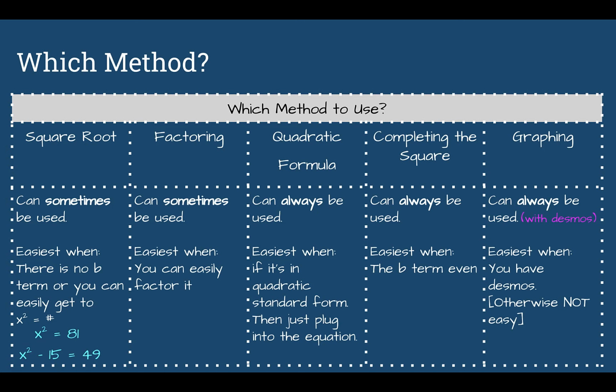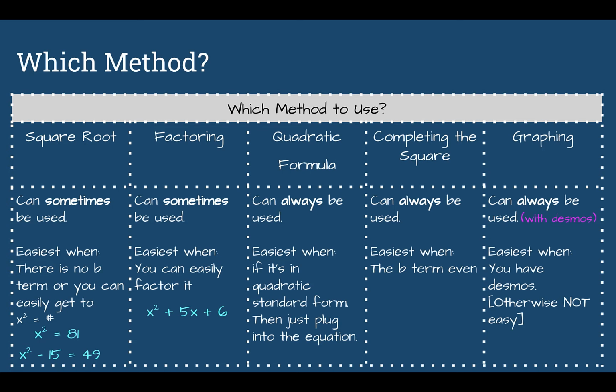Our next strategy we learned was factoring. Factoring can also just sometimes be used, and it's easiest when you can easily factor it. If you're spending a lot of time trying to figure out what the factors are, or if the numbers are pretty complicated, this might not be the easiest way to do it. For example, if we had x squared plus 5x plus 6, that quadratic is fairly simple to factor. You could have x plus 2 times x plus 3.